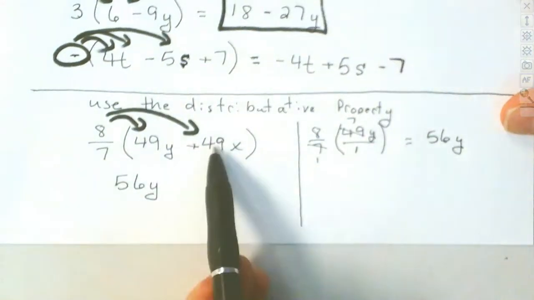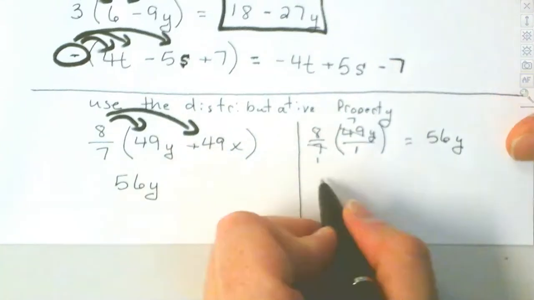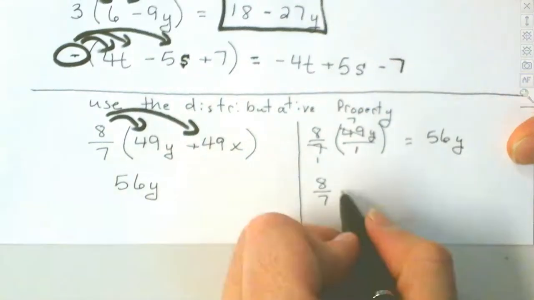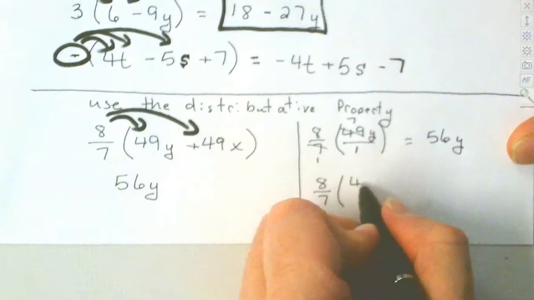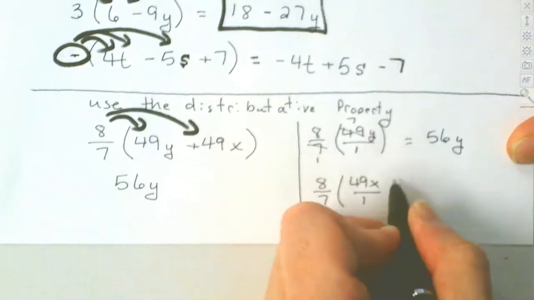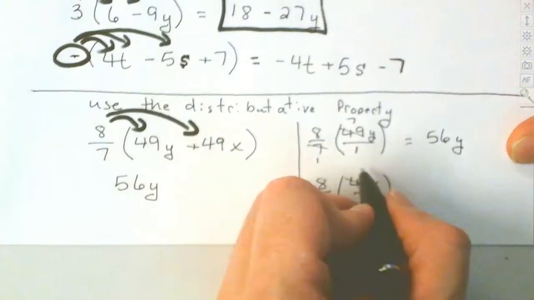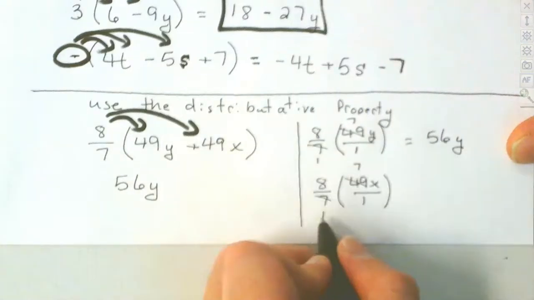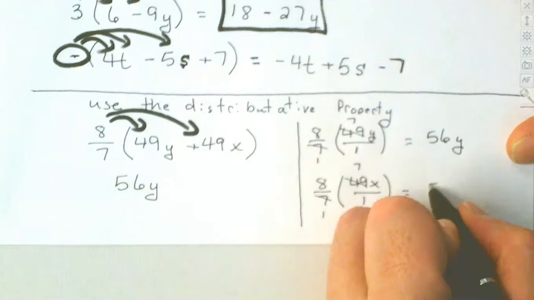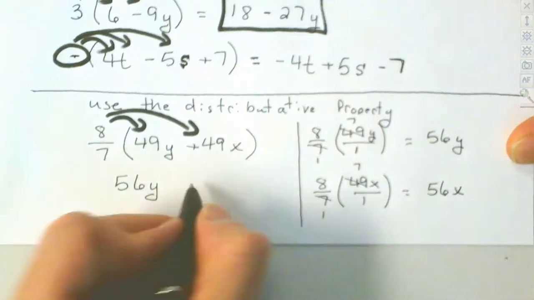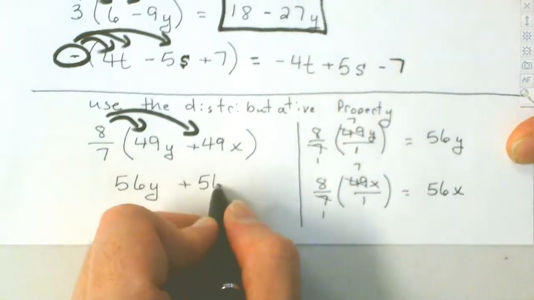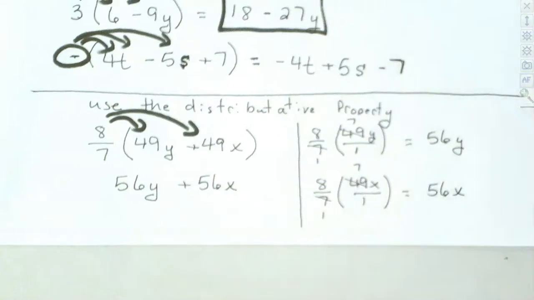What about the x part? Same thing. We have 8/7. We're going to multiply that by 49x. We'll make that over 1. We can cancel out again the 49s, and that leaves you with a 7 and a 1. Multiplying, that gives you 56x. And that is going to be very, very similar to question 2.